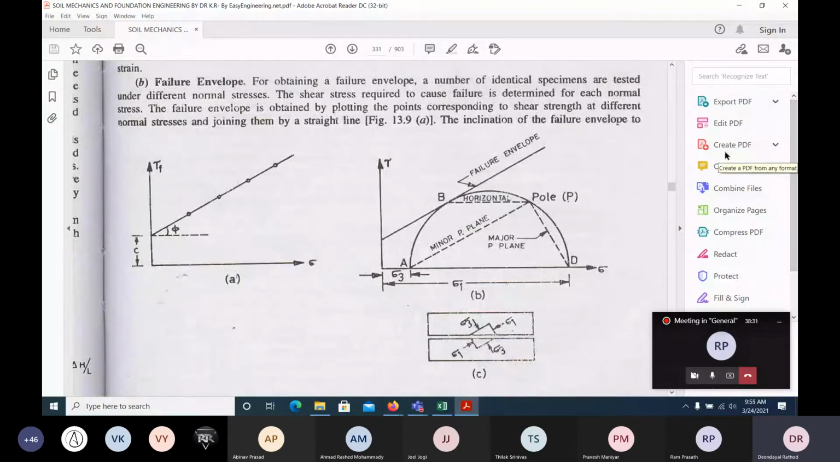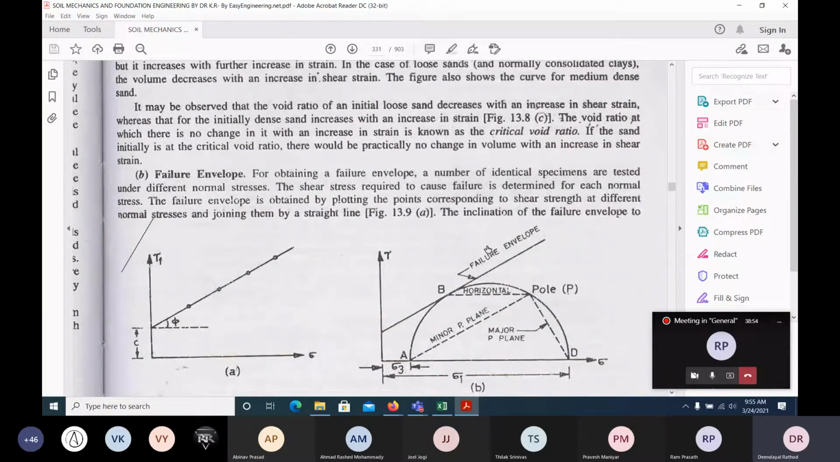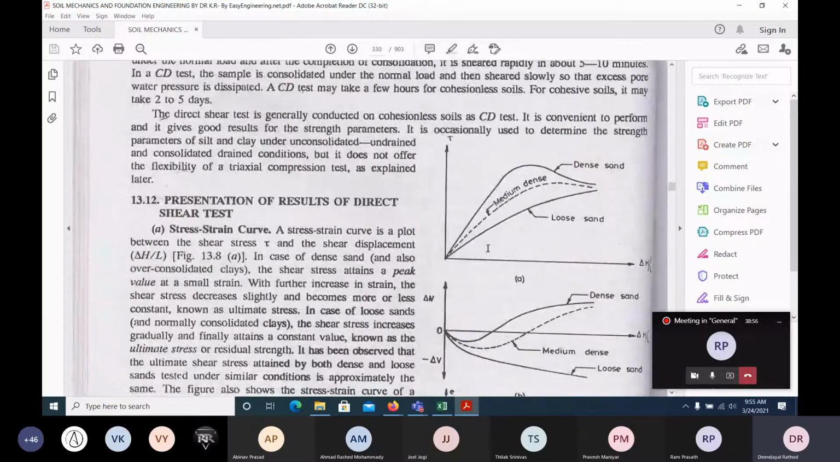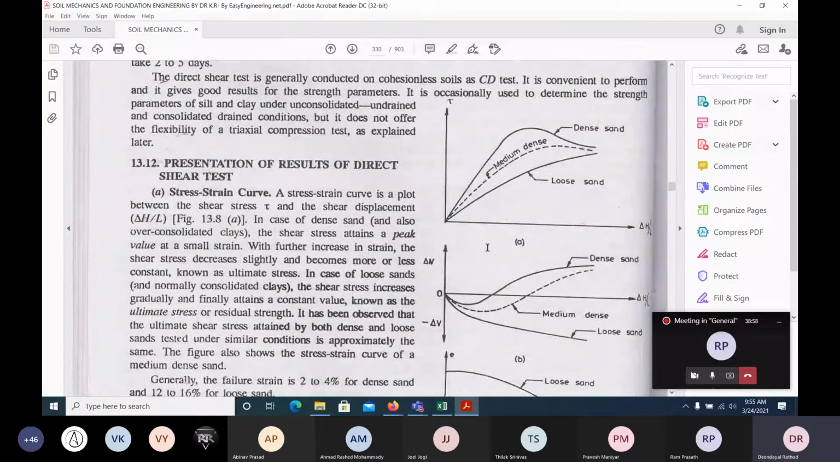So, what is the shear strength of a soil now? Shear strength is equal to c plus sigma tan phi. Understand? c plus sigma tan phi. So likewise, we can draw the Mohr circle also. It is very difficult, but now look at these pictures again. Hope it is visible.